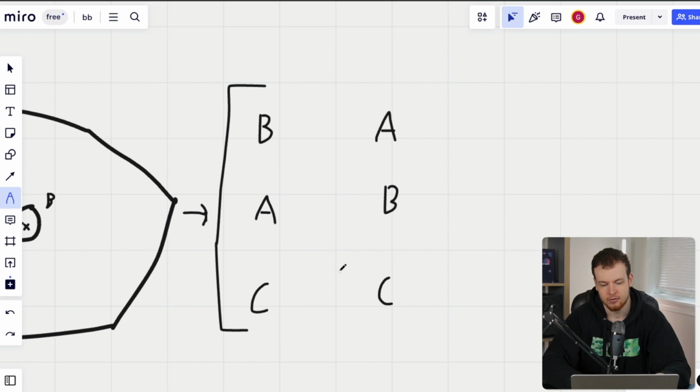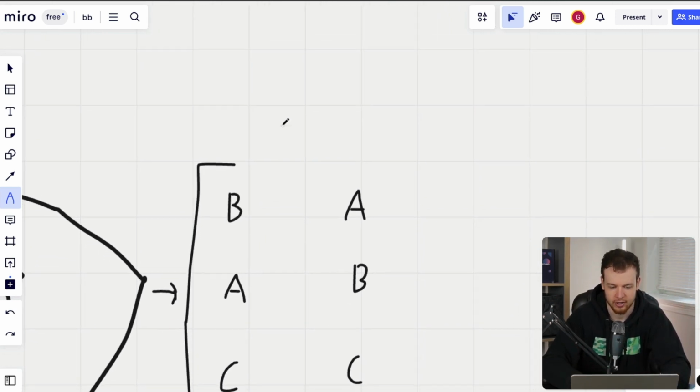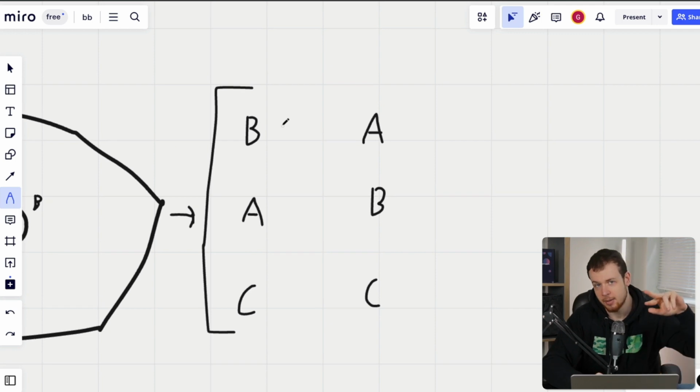However, if both of these transactions, let's say B and A, interacted with the same exact smart contract system, then there might be a difference depending on if B comes first and A follows, or if A comes first and then B follows.